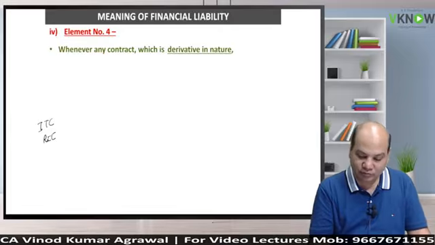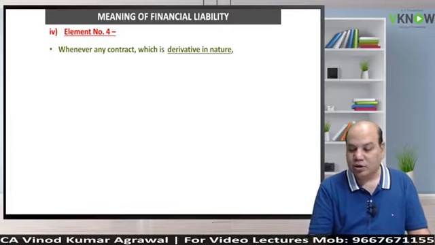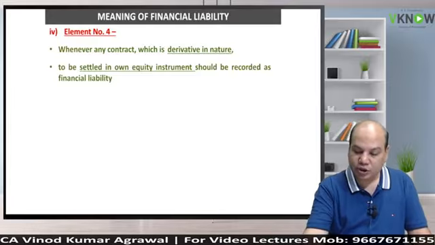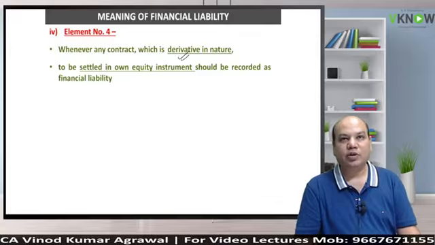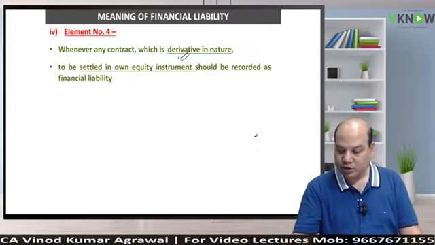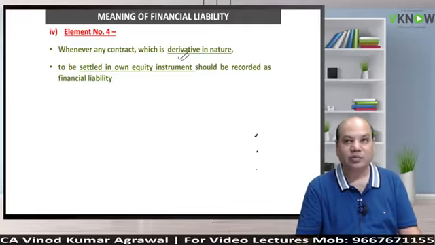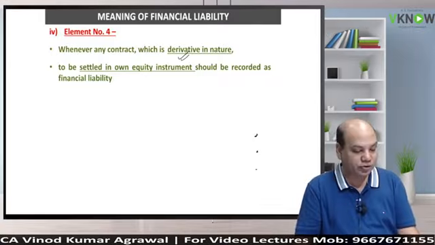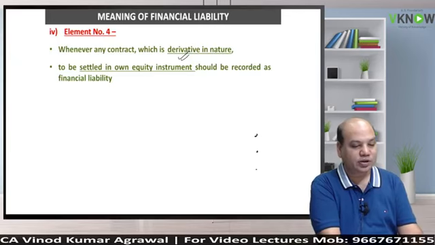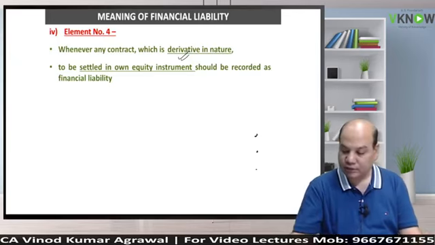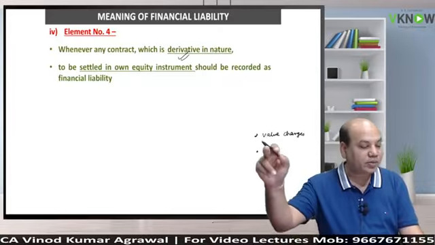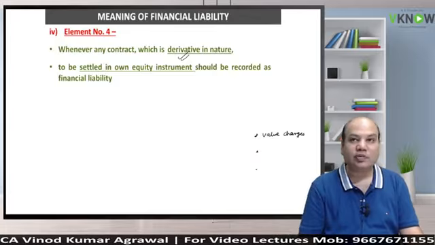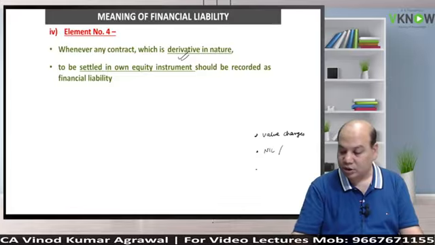Okay. So, let us read further. Whenever any contract is derivative in nature, so it has to be a derivative contract. Element number 4 is applicable for derivative contracts. Then your question will be, what is a derivative contract? It is defined in paragraph number 10 below. Paragraph 10, if you see below, derivative contracts have the following 3 features. Value changes due to change in the value of the underlying. Secondly, it involves nil investment or low investment.